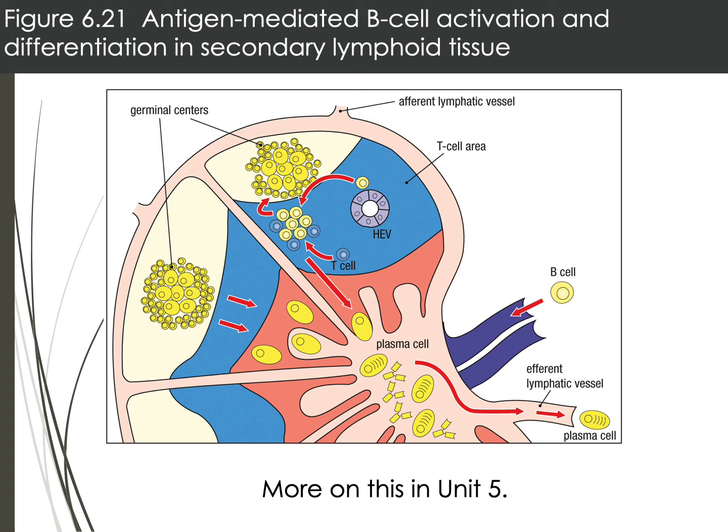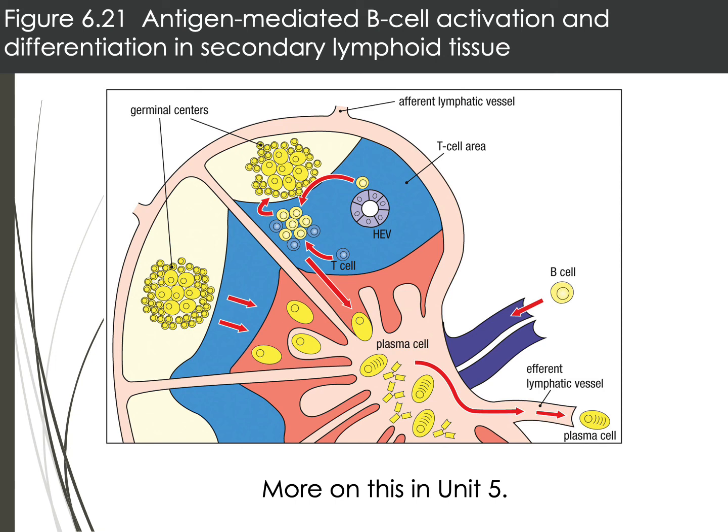So this slide just alludes to what we'll talk about in Unit 5, where the B cell becomes activated. You can see how when the mature B cell returns to the lymphatic organ, entering through the blood, it makes that movement where it goes into the T cell area. It can interact with the T cell area.